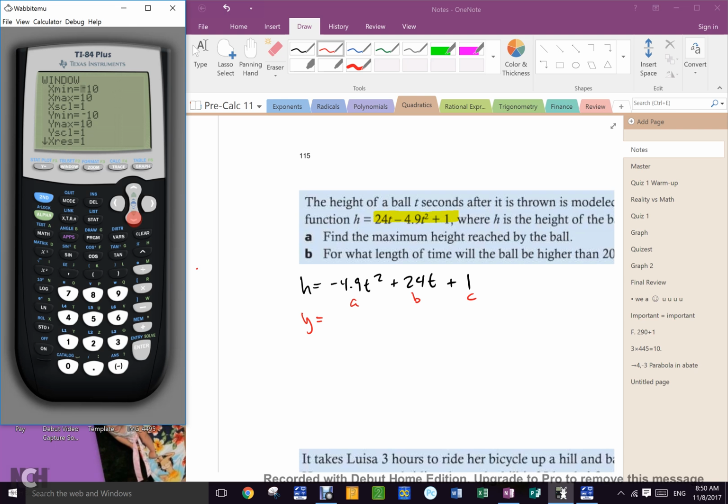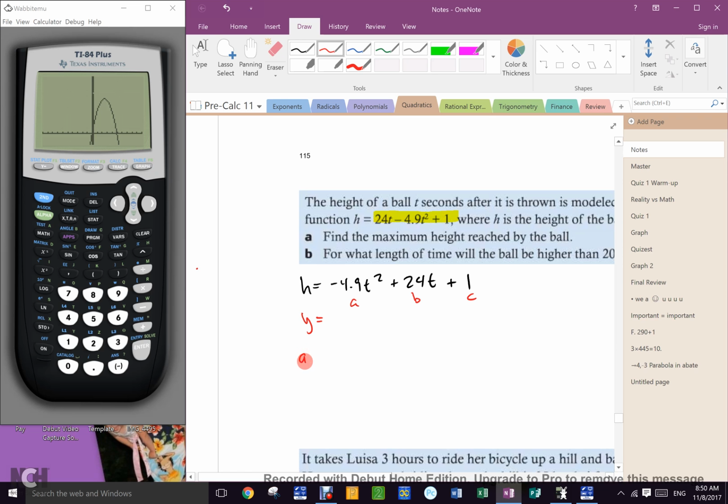Is that y or x? So my y maximum is too low. How high you want to go? 50? Graph. Do we have everything we need? Yep. Now the question is the maximum height reached by the ball.